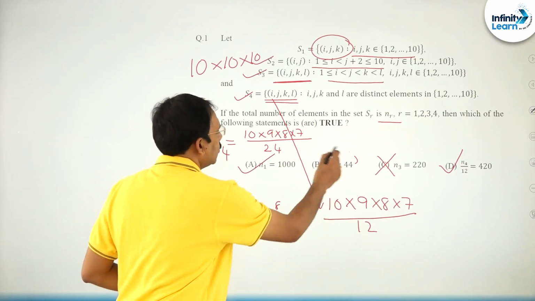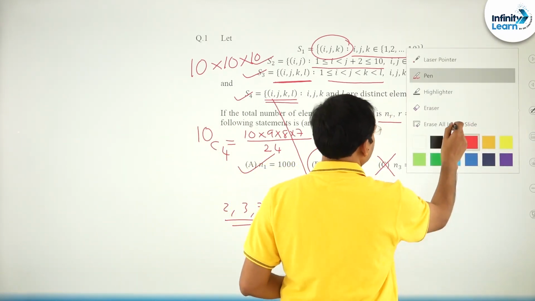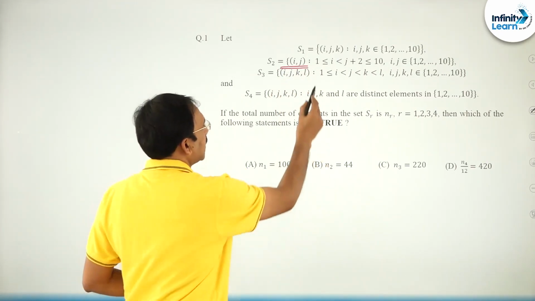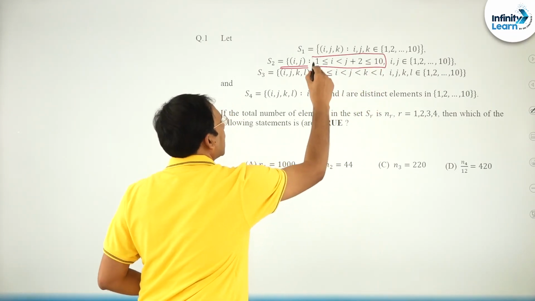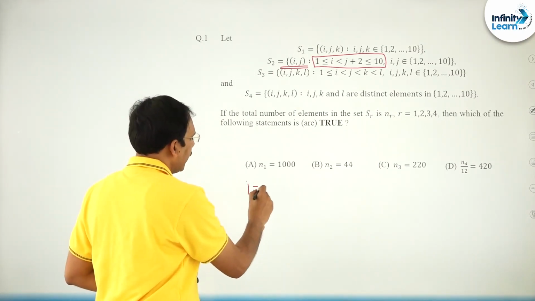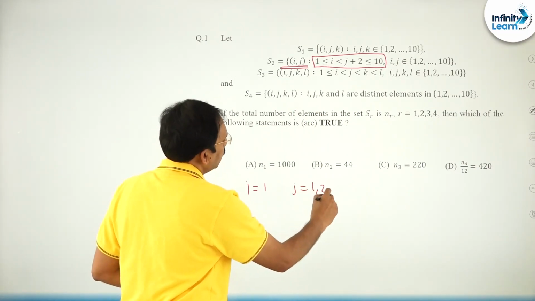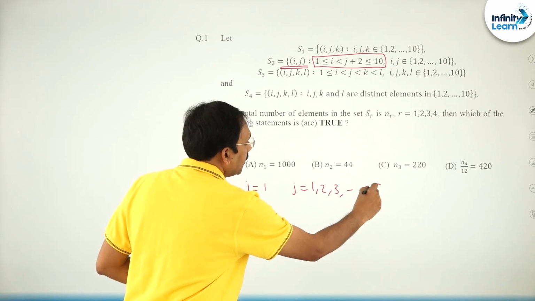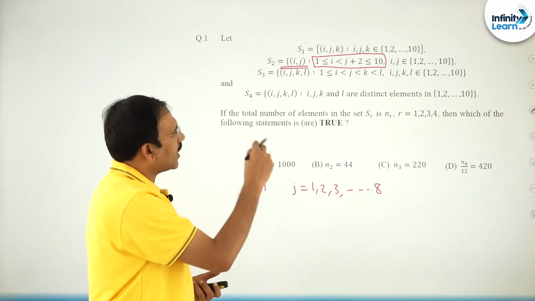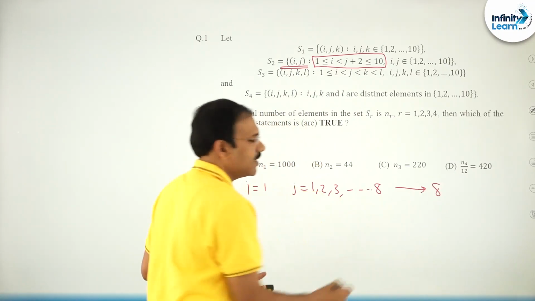Then we are left with N2, we need to check, right friends. Let us check N2 now. He is asking for the set of all ordered pairs (I, j) such that 1 less than or equal to I less than j, with j plus 2 less than or equal to 10. Let us do it like this. When I is equal to 1, what can j be? J can be 1, 2, 3 and so on up to 8. So 8 plus 2 is less than or equal to 10. If you take 9, 11 less than or equal to 10 is not possible.